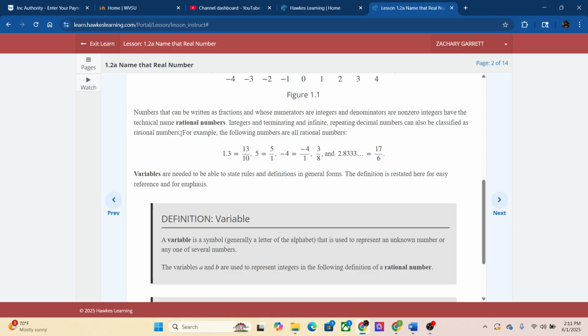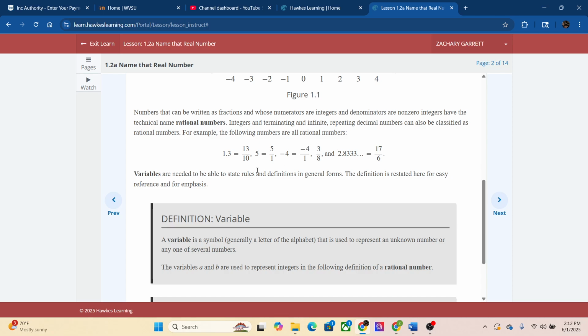Numbers that can be written as fractions, whose numerators are integers and denominators are non-zero integers, have a technical name: rational numbers. Integers and terminating and infinite repeating decimals can also be classified as rational numbers. For example, the following numbers are all rational numbers.